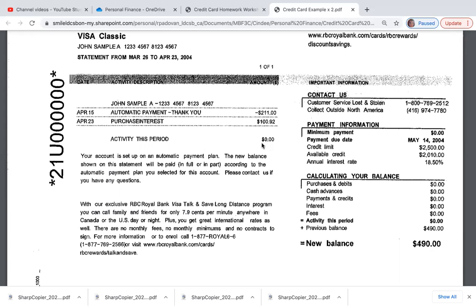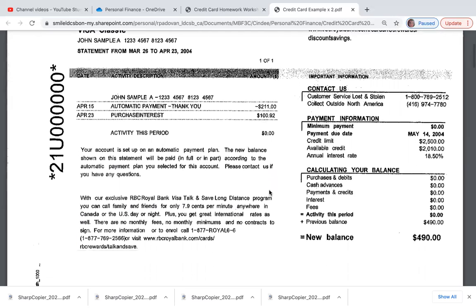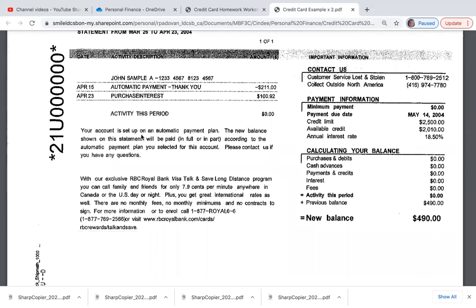Activity this period 0 means for the last month, or from this date, March 26th to April 23rd, you actually didn't charge anything else on your card. You actually didn't purchase anything else. And here it says your account is set up on an automatic payment plan. So the new balance shown on the statement will be paid in full or in part according to the automatic payment plan that you selected already.